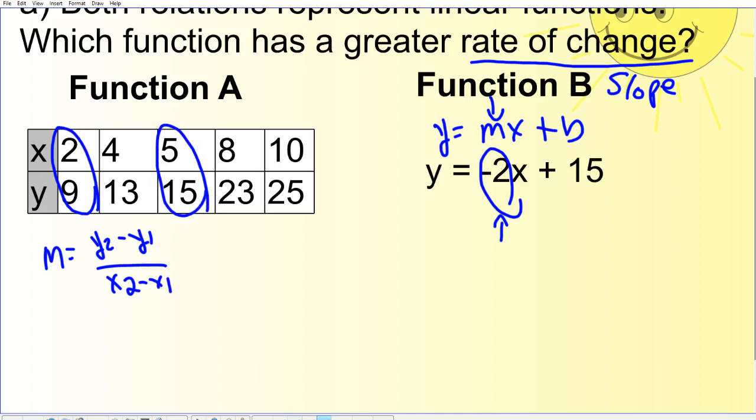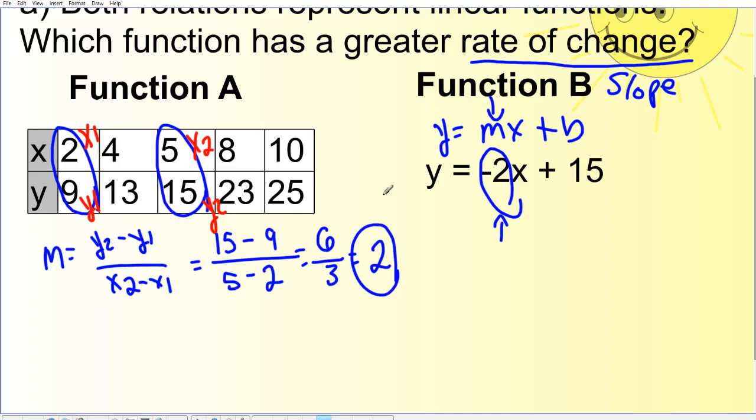I'm just going to pick this one. When I plug them in, this is my x1, the x value of the first point, y1, then x2, y2, my second point, so I'm using the 2 subscript. Plugging in, y2 minus y1 over x2 minus x1. Let's see, 15 minus 9 is 6, 5 minus 2 is 3, and I simplify and get a slope of 2. So function A has a slope of positive 2, function B has a slope of negative 2. Which function has the greater rate of change? Positive 2 is bigger than negative 2, so my answer is function A.